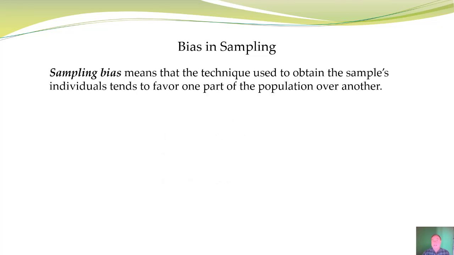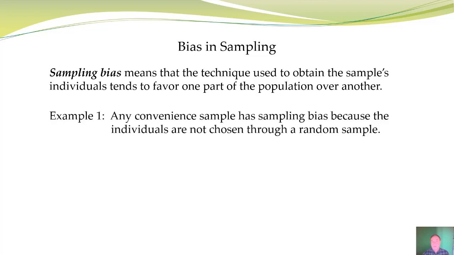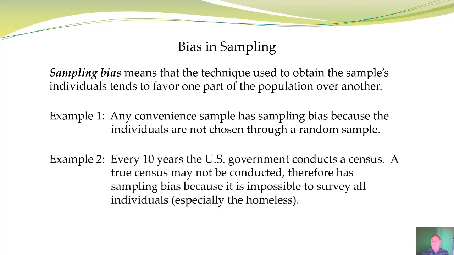Looking at sampling bias, this means that the technique used to obtain the sample's individuals tends to favor one part of the population over another. Example, any convenience sample has a sampling bias because the individuals are not chosen through a random sample. Example 2, every 10 years the United States government conducts a census. A true census may not be conducted, therefore has sampling bias because it is impossible to survey all individuals, especially the homeless.